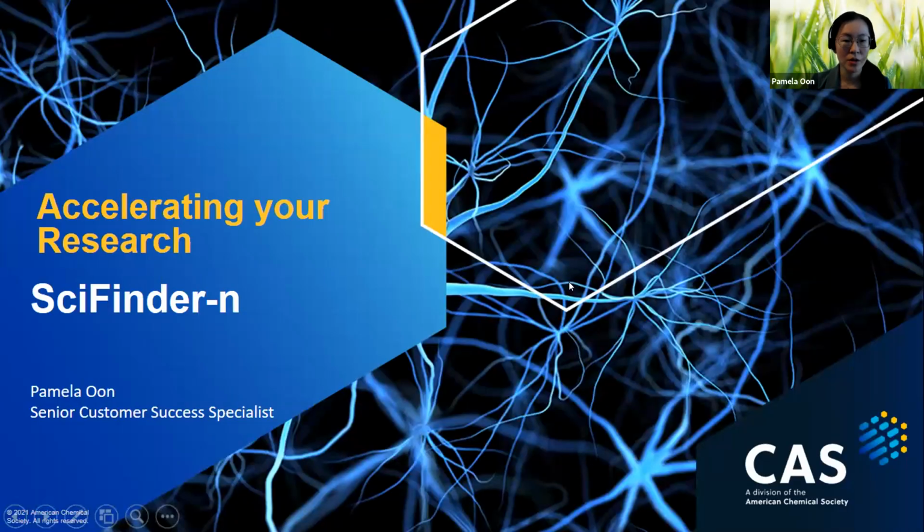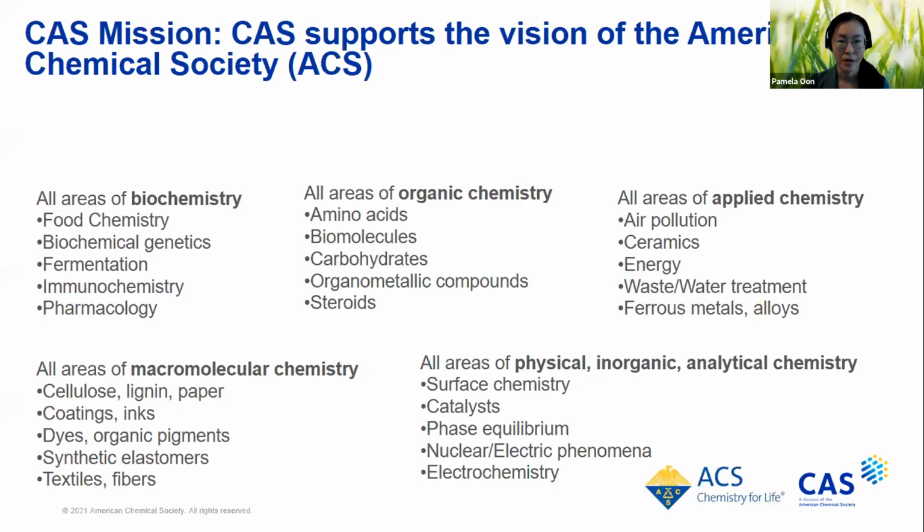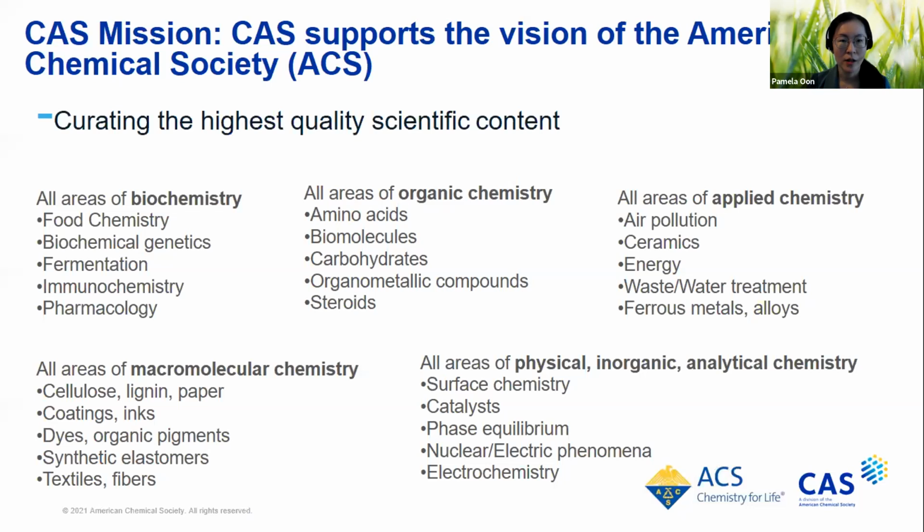Okay, so today we're going to learn more about how to use the different features and functions in SciFinder N to accelerate your research and help you find information more effectively. So first of all, CAS is the organization that built the SciFinder N platform, and we are part of the American Chemical Society.